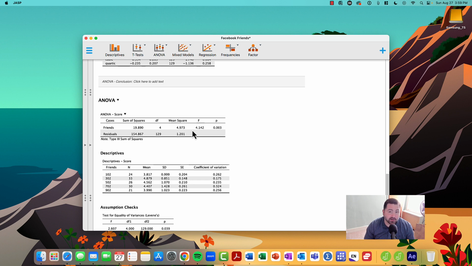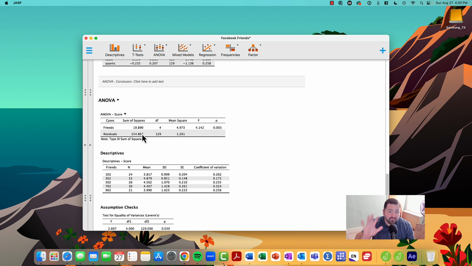In class, we talked about how there's something called sum of squares between and sum of squares within. And what we said is that the sum of squares between represented the explained amount of variability in the dependent variable that was attributed to group membership. So here, our independent variable of friends represents that value, sum of squares between. So the sum of squares between groups that is accounted for in the independent variable was 19.890.